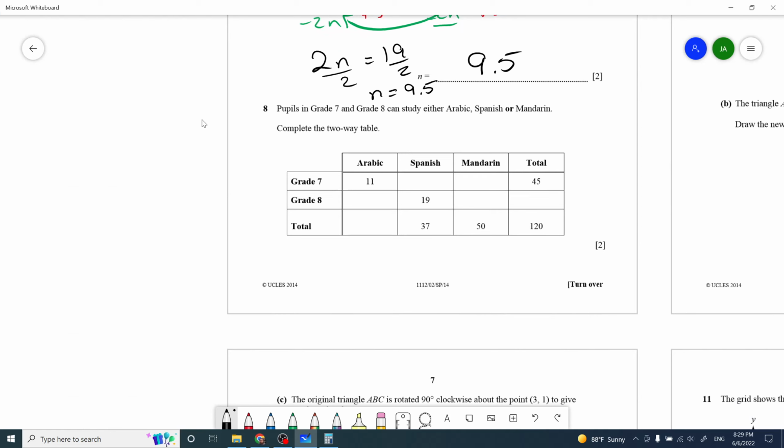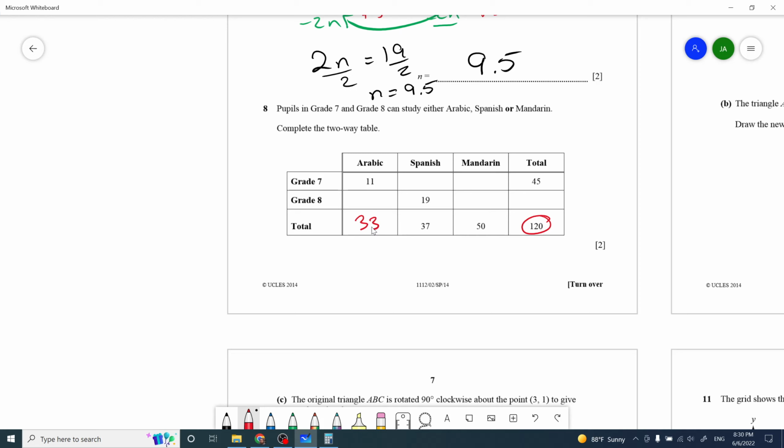Pupils in grade 7 and grade 8 can study either Arabic, Spanish, or Mandarin. Complete the two-way table. Alright, so we did this in our other videos. Taking a look here, we're just going to fill in which rows or columns are missing only one cell or only one area. So we have our total of totals. We have the total Mandarin, total Spanish. That means we're only missing the total Arabic, so we can take 120 minus 50, which is 70. 70 minus 37 is going to give us 33.